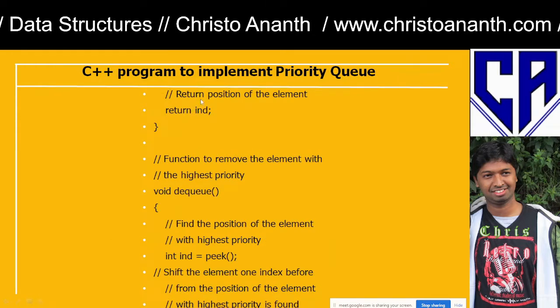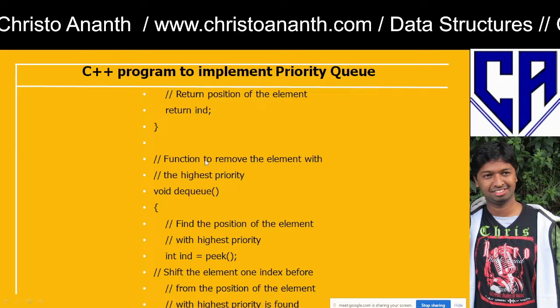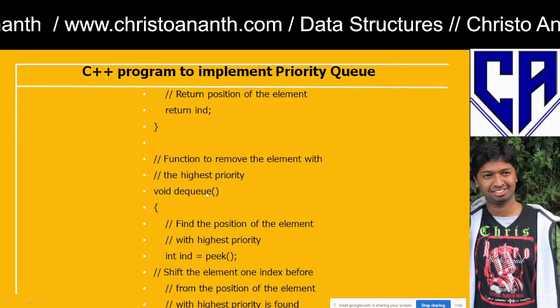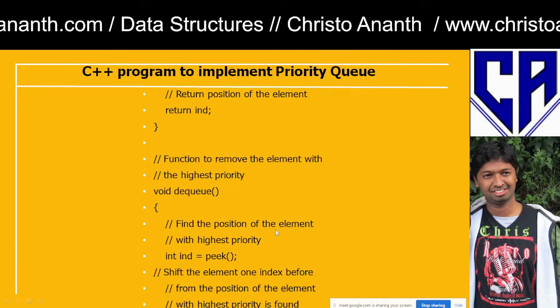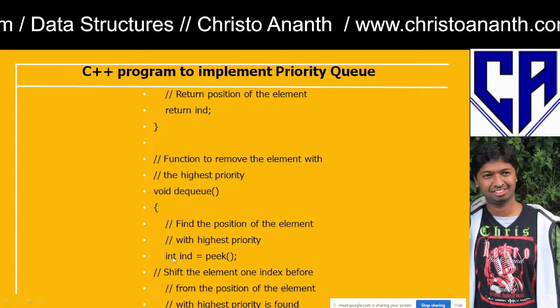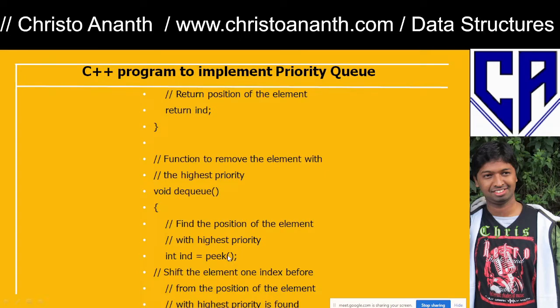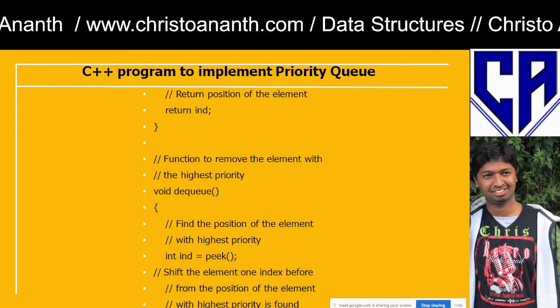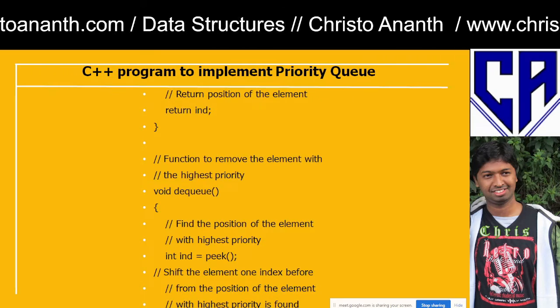And finally you return the position of the element, return ind. Then you remove the element with the highest priority. For this you use the dequeue operation, void dequeue. You find the position of the element with the highest priority, so int ind equal to the peek function, and you shift the elements one index before from the position of the element which has the highest priority.